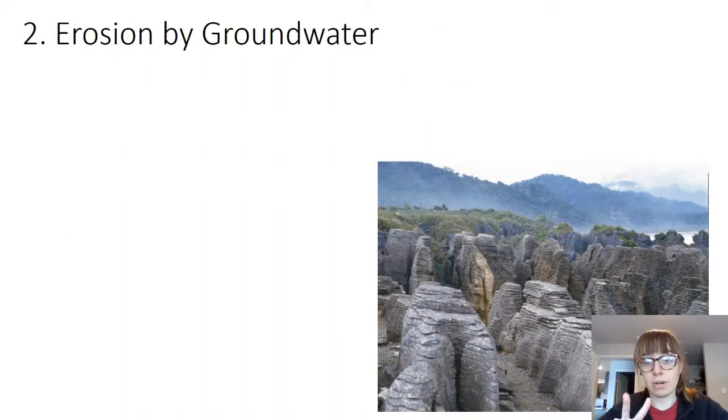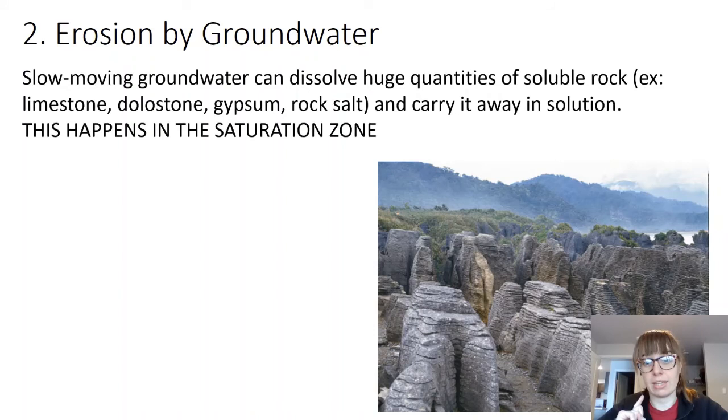The second super awesome thing groundwater does is that it erodes away soluble rocks. It doesn't actually erode things away like you might think of, breaking them into smaller particles. What it does is dissolve large quantities of these rocks. So think of those rocks that react in hydrochloric acid: limestone, dolostone, gypsum, rock salt. Those things are going to be dissolved and carried away. Those little ions are going to be carried away in solution.